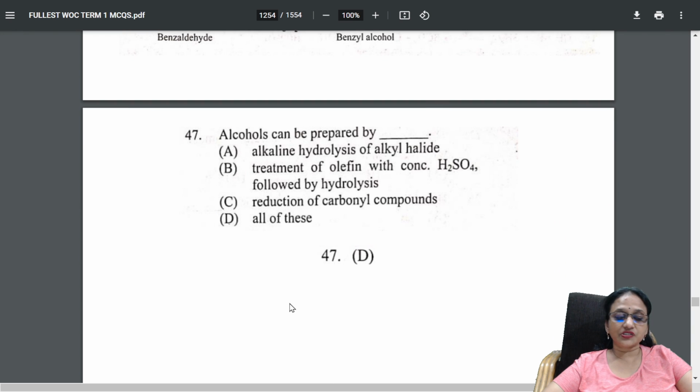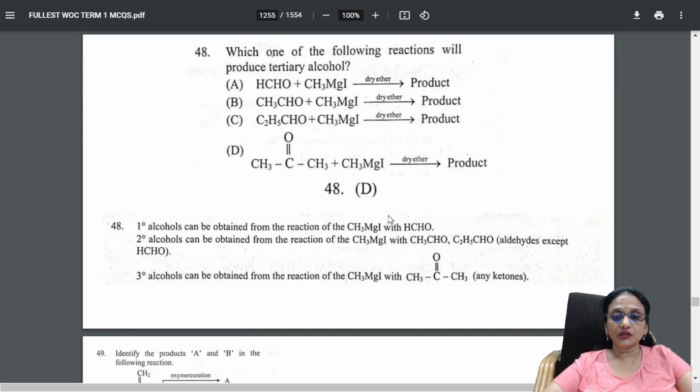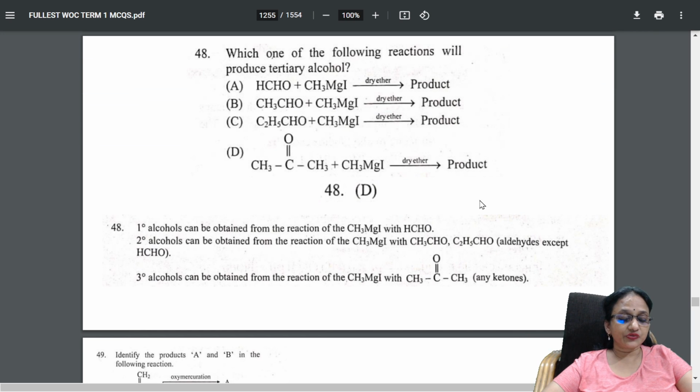Further reactions, alcohol preparation reactions. All the reactions are given in the form of MCQ. And these are the reactions with Grignard's reagent. So primary, what happens when it reacts with Grignard's? Secondary, what happens? Tertiary, what happens?